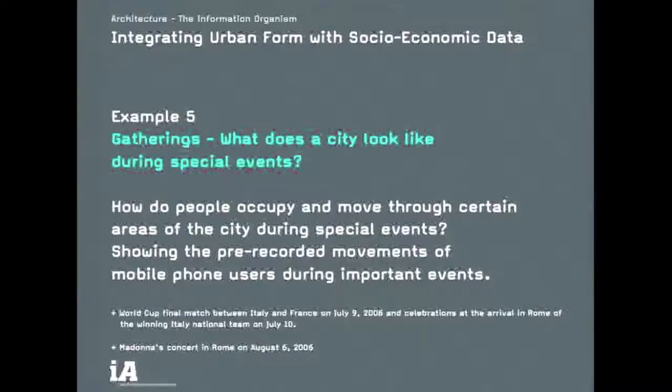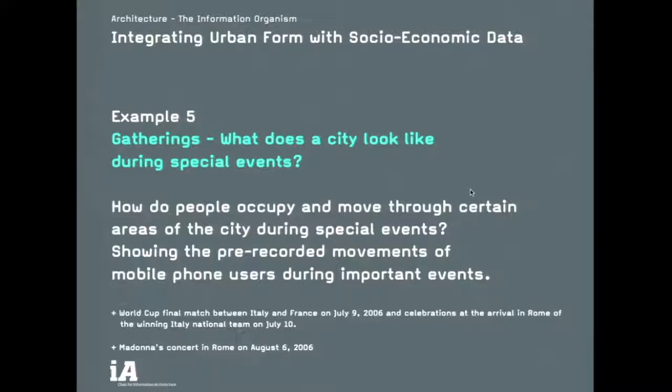And the final one is where now we take into account also time as a continuum. We look at gatherings. What does the city look like during special events? Because we expect, of course, the city to have more people in certain areas, but we do not know how many more people. So there were two events taken. One was the World Cup final match between Italy and France on July 9, 2006, and the celebrations at the arrival in Rome of the winning Italy national team on July 10th. This is one. And then Madonna's concert in Rome on August 6, 2006. So you can imagine many people arriving at this.